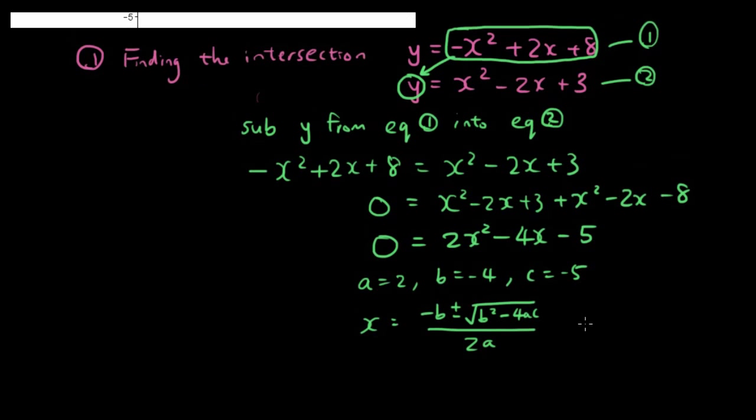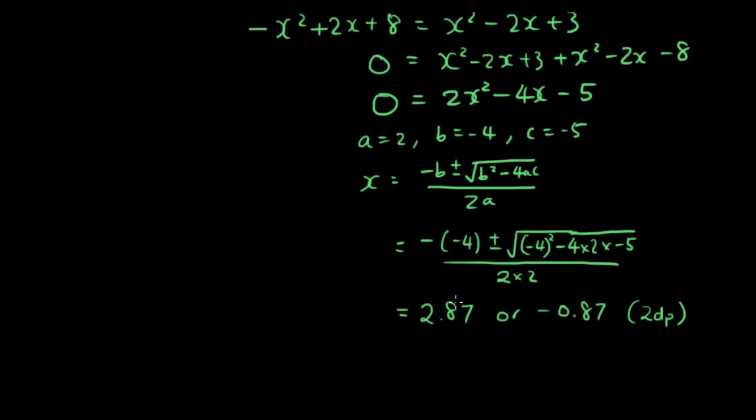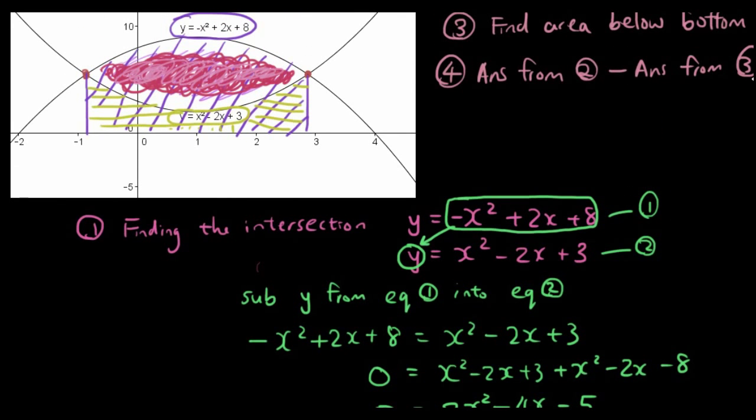And I won't bore you with the details, so I'm just going to quickly do it. The answer that I got was 2.87 or -0.87. So let's check on our graph to see whether it's correct. The first point is 2.87, so yes, that's approximately 2.9.